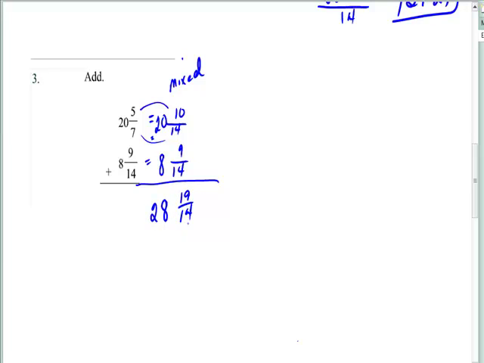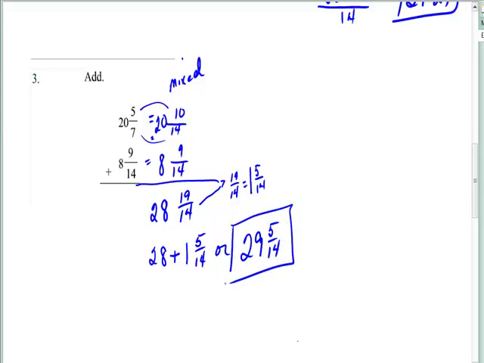Now, the problem with that is that I've got a mixed number, but the fraction part is improper. So what I have to do is take that 19 14ths and say 14 goes into 19 one time with 5 left over. That is 1 and 5 14ths. So I have 28 plus 1 and 5 14ths, or 29 and 5 14ths. So I had to do some carrying.